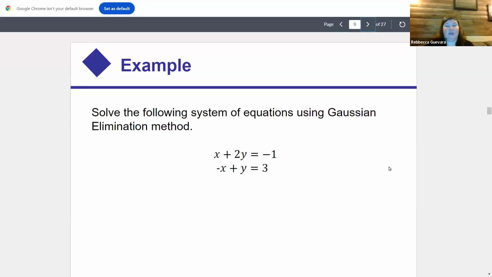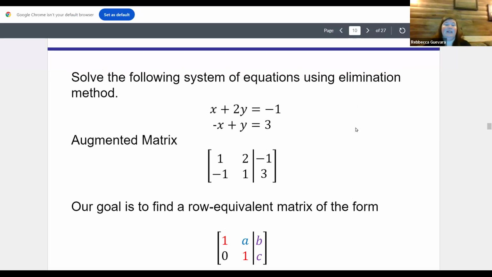So we are going to solve this system here, x plus 2y equals -1, and -x plus y equals 3. For a second, I thought the one didn't work. We are going to do this with the Gaussian elimination method. So one of the first things I need to do is take that system and put it in a matrix.